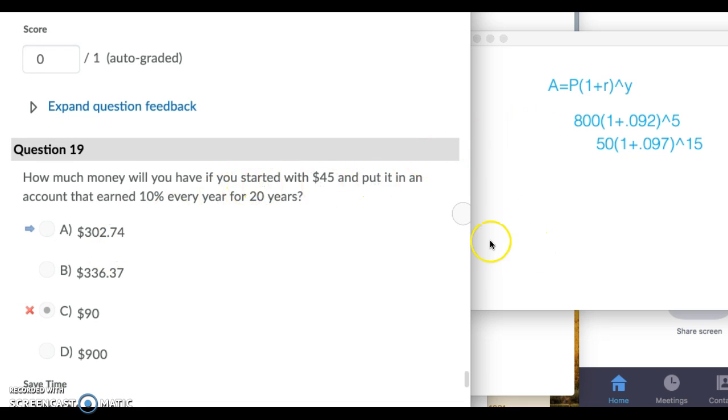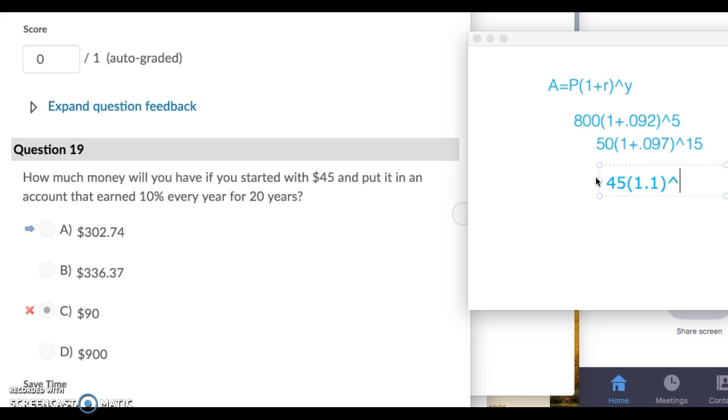And then same with this one. It'll be the same thing, but 45 times 1.1, because this would be 0.1 plus 1, raised to the 20th power. And when I put that in, I should get 302.